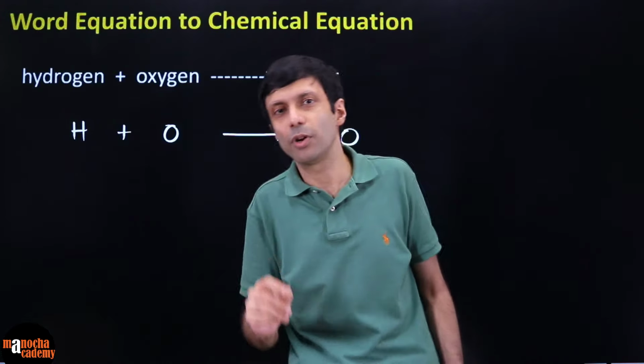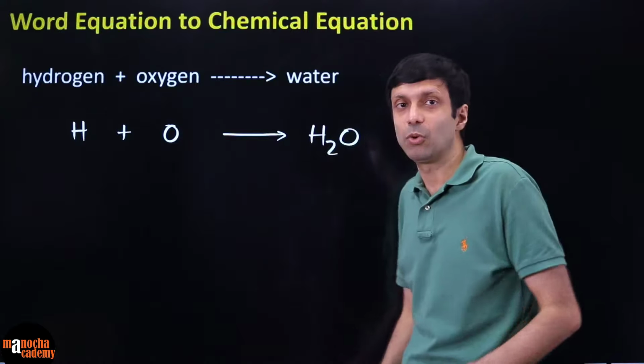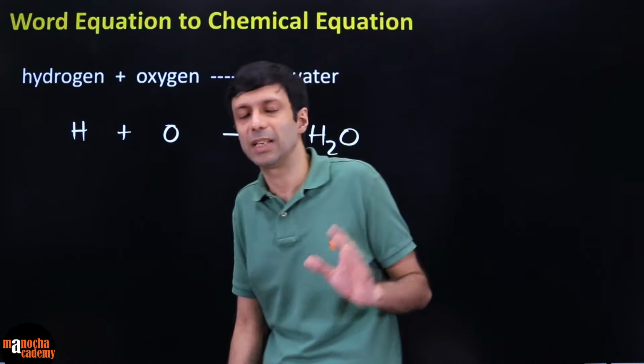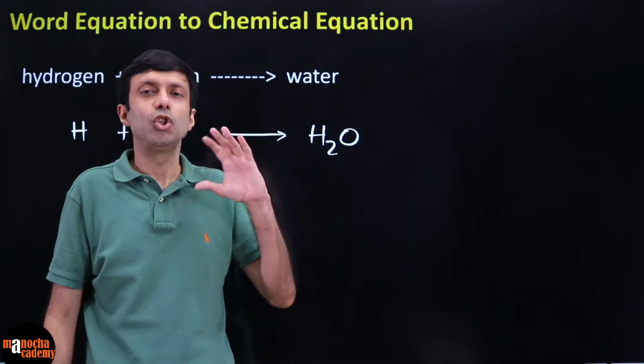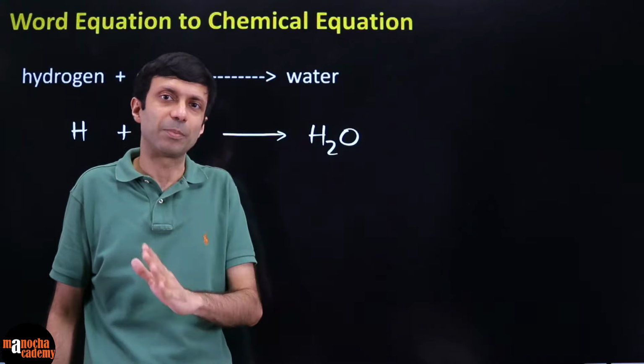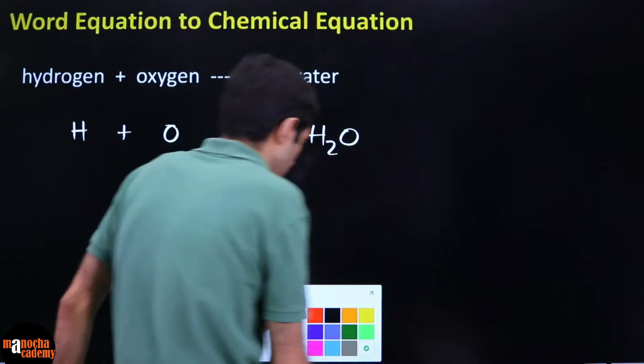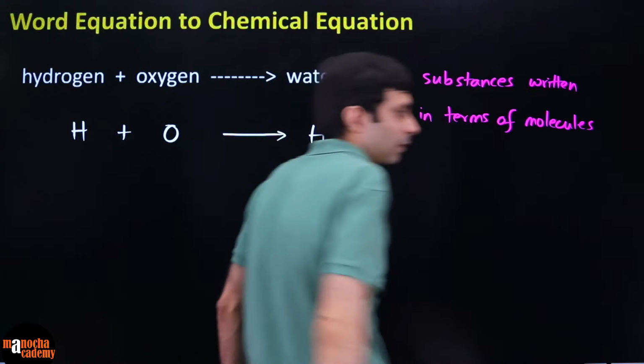So this is one very important thing, that all chemical equations, or usually most of the chemical equations that we are going to be talking about, of course ionic equations are a bit different, usually we represent the substances in their molecular forms. So this is an important note here.